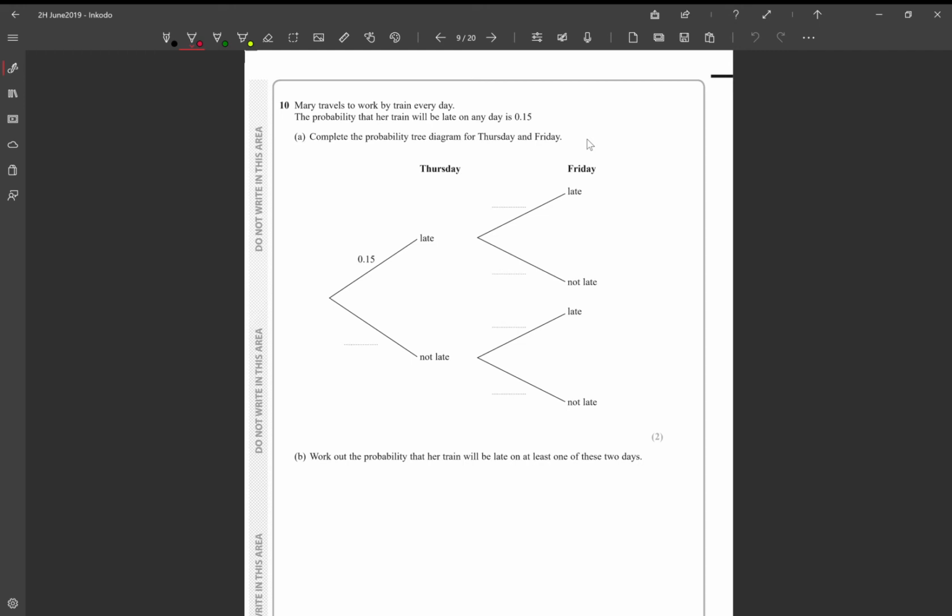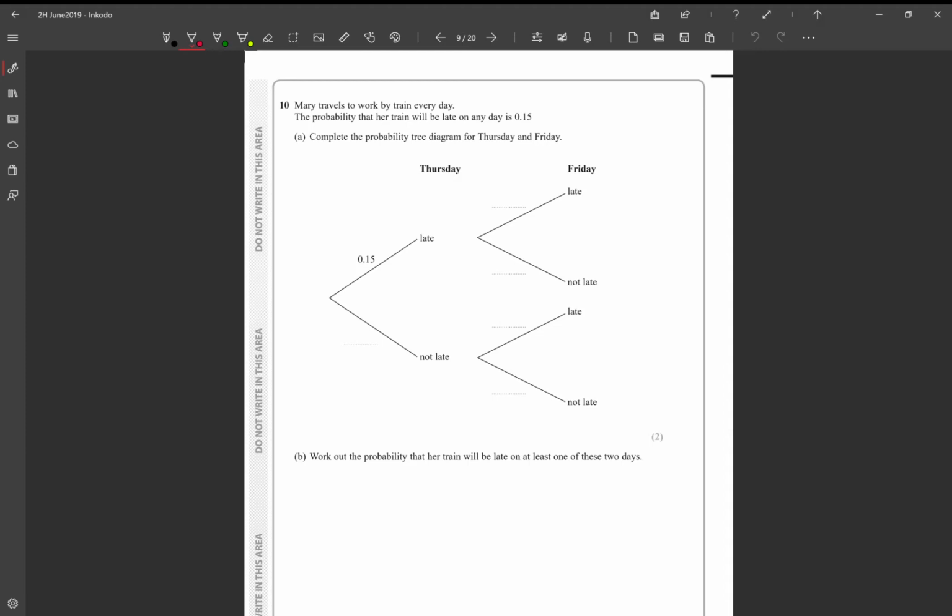Okay, hi, so this is a question from the June 2019 paper 2H. It's the higher paper, question 10, so this is getting towards the middle. Again, I'll still say it's probably a grade 5 kind of question. Good to know, but it doesn't really matter where the marks come from, you just want to get as many as you can.